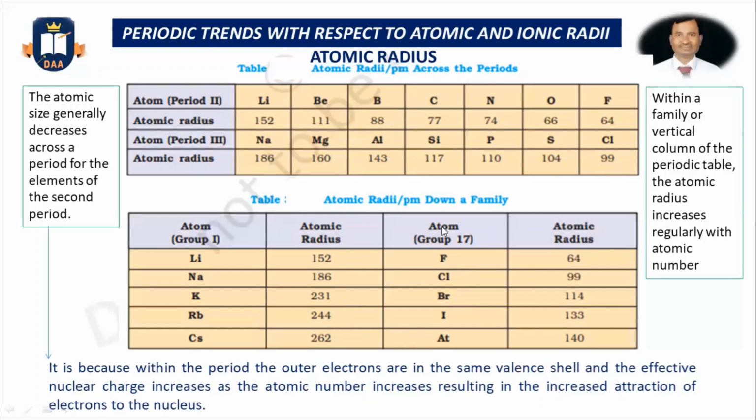And for the atoms of the elements belonging to group number 17, you can also see the atomic radius is increasing down the group. For fluorine atoms, it is 64, for chlorine 99, and slowly it increases along the group.